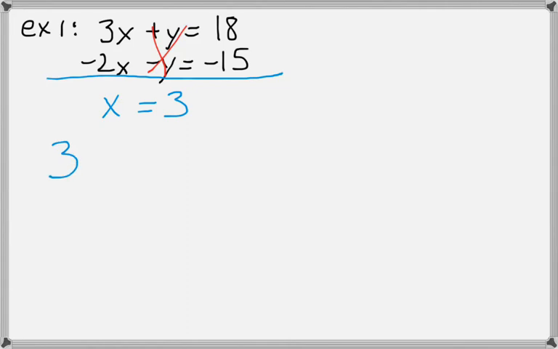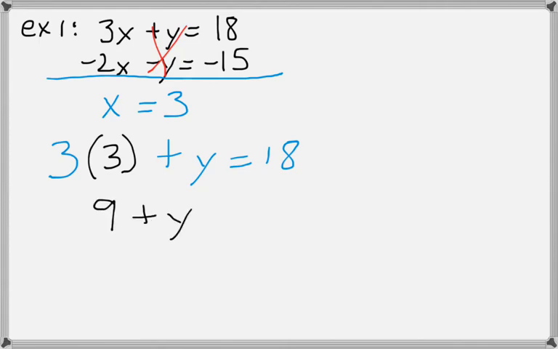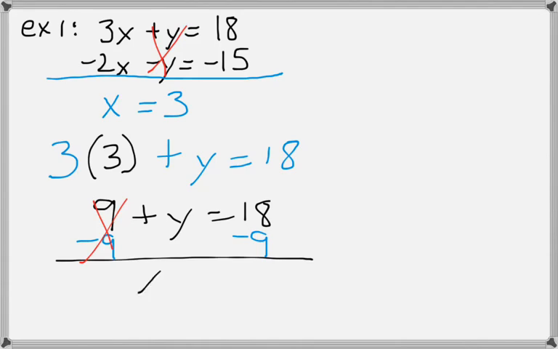So 3, and instead of an x, we're going to replace it with what x equals, 3. Plus y is equal to 18. 3 times 3 gives us 9, plus y is equal to 18. Solving for y, we would need to subtract 9 on both sides. 9 minus 9 gives us 0, that cancels out, leaving us with y is equal to 18 minus 9, which is 9. So step 5 is now complete.